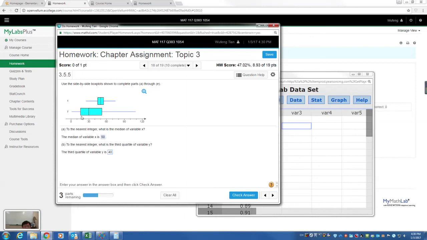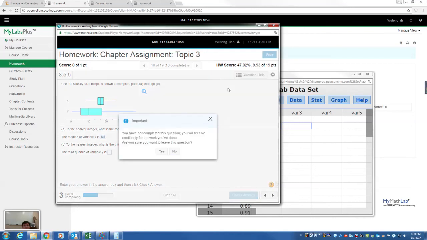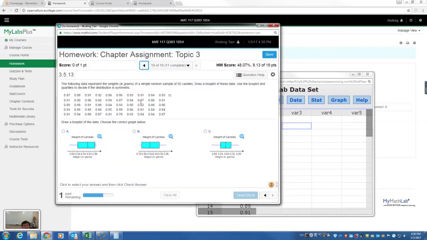No, it's not 40, so let me say it depends on this. Your median is 30, and between these two, this is 50. The nearest integer was the third quartile of the variable y. Okay, so 30 subtracted. No, it's not 50 because it's past the 50. You can check that by yourself. It's not really hard. Okay, so this is the topic 3 assignment. You can try that.